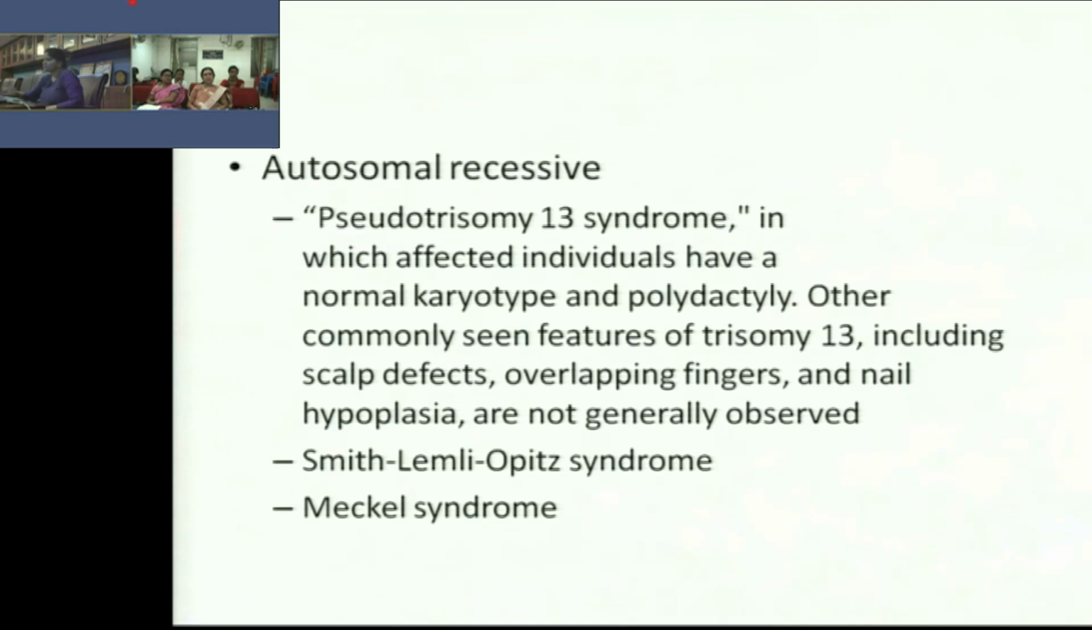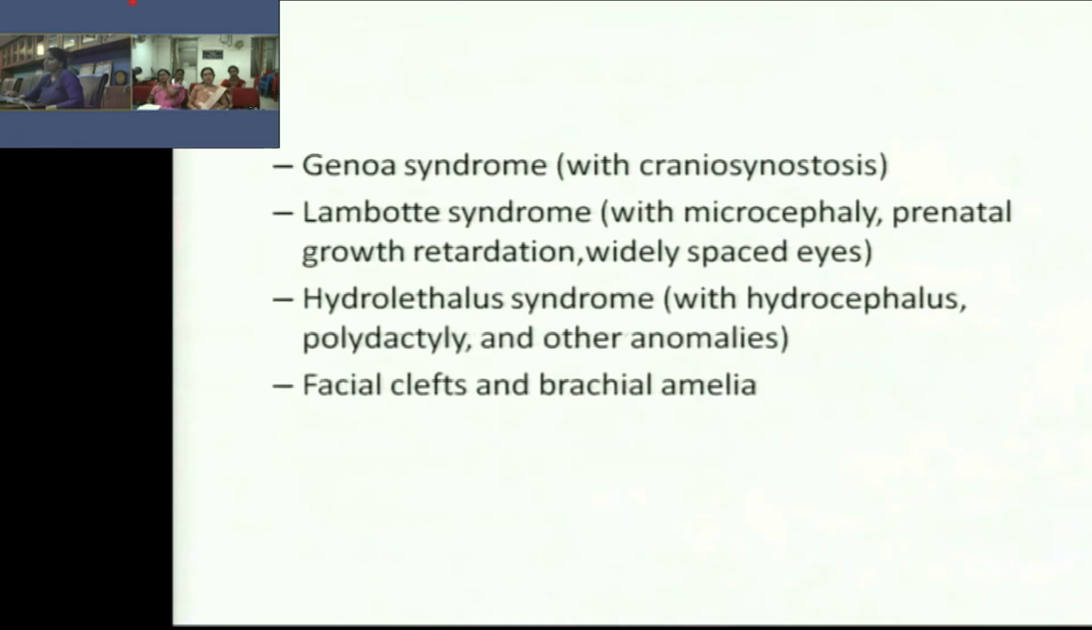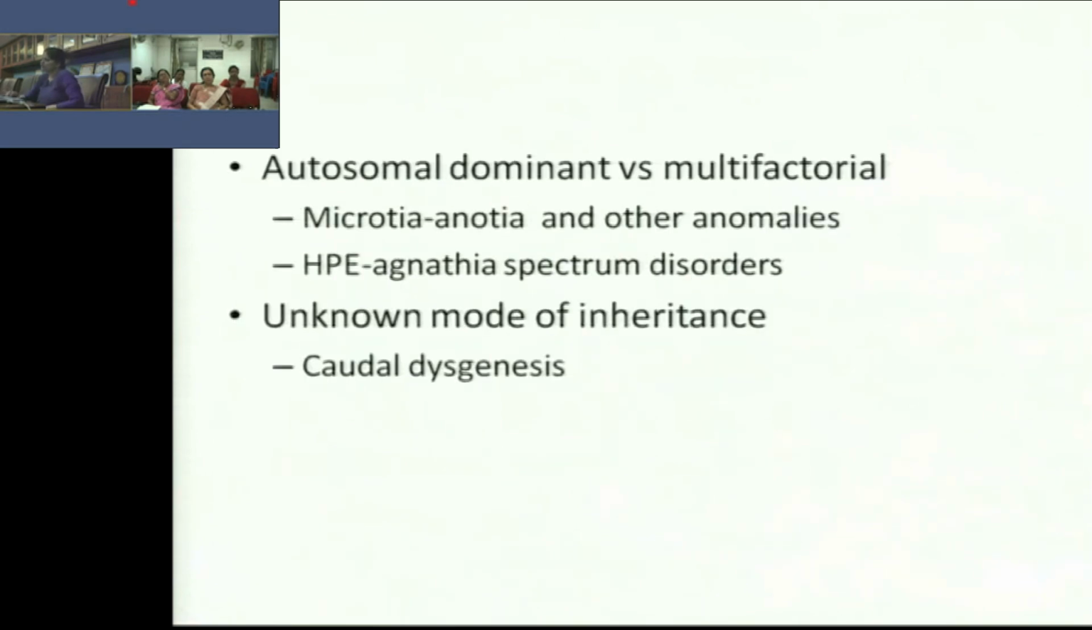Or the Meckel syndrome, then hydrolethalus syndrome, which is characterized by hydrocephalus, polydactyly and other anomalies, and facial clefting and brachydactyly. These are some of the other syndromes. The autosomal dominant versus multifactorial could be associated with microtia and other anomalies, and unknown mode of inheritance like Stevens-Gordon disease, where the mode of inheritance is not yet clear.